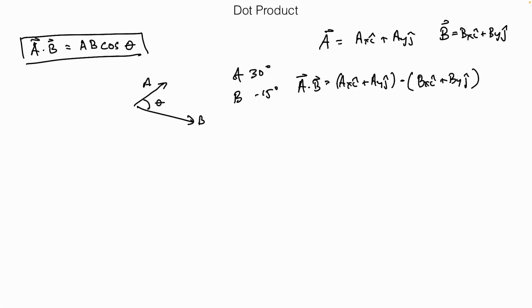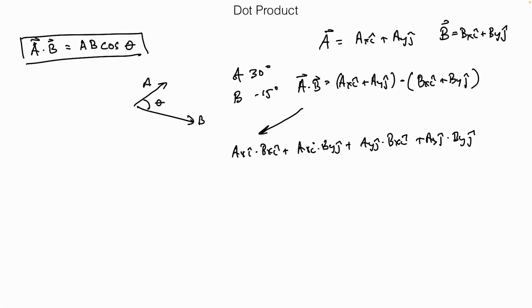Foil, distribute, blah, blah, blah, right? Okay. You take this one times that one, and then this one times that one, and then this one times that one, and then this one times that one, right? And okay, let's write all that out. That's going to be AX i times BX i plus AX i times BY j plus AY j times BX i plus AY j times BY j.